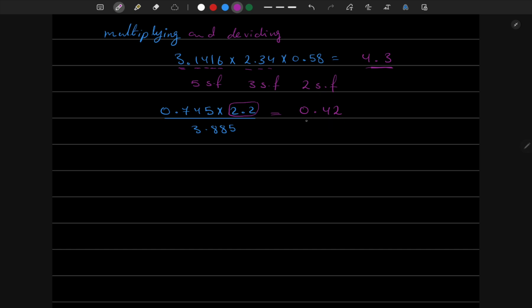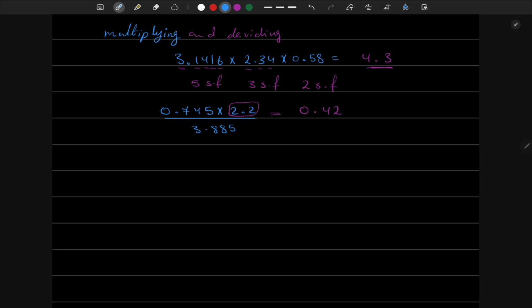Now pay attention here. This 0 here is not counted because it's to the left, although the number has a decimal point, but it's still a 0 to the left, and all zeros to the left are not significant figures. If there was a number here before it, then we can count it, but as long as there is nothing to the left of this zero, then it cannot be counted as a significant figure.